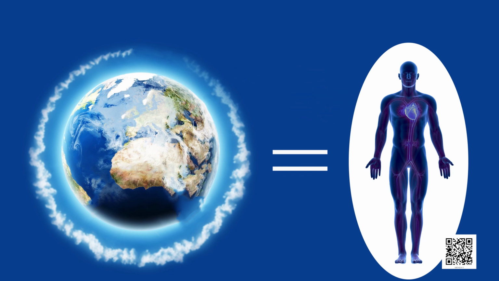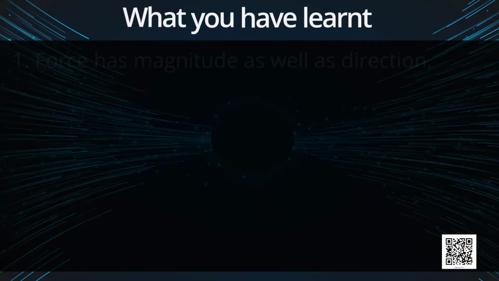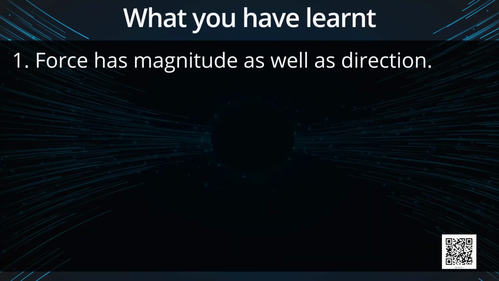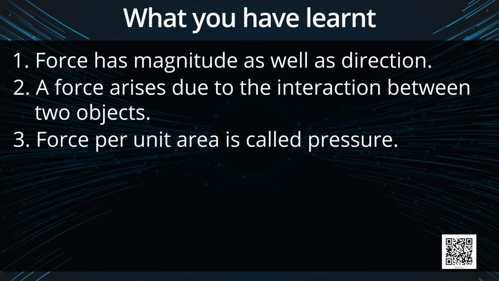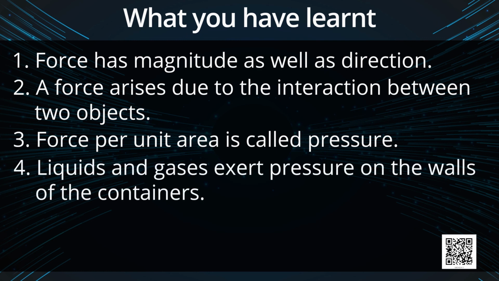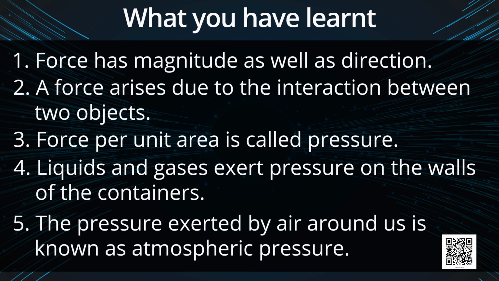Dear students, now let us see what we have learnt in this chapter. Force has magnitude as well as direction. A force arises due to the interaction between two objects. Force per unit area is called pressure. Liquids and gases exert pressure on the walls of the containers. The pressure exerted by air around us is known as atmospheric pressure.